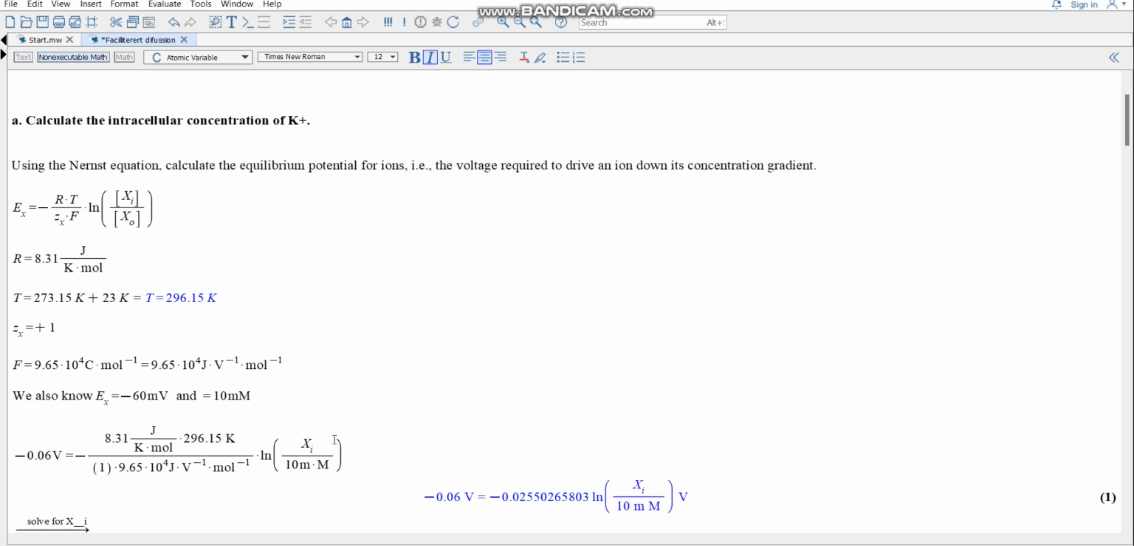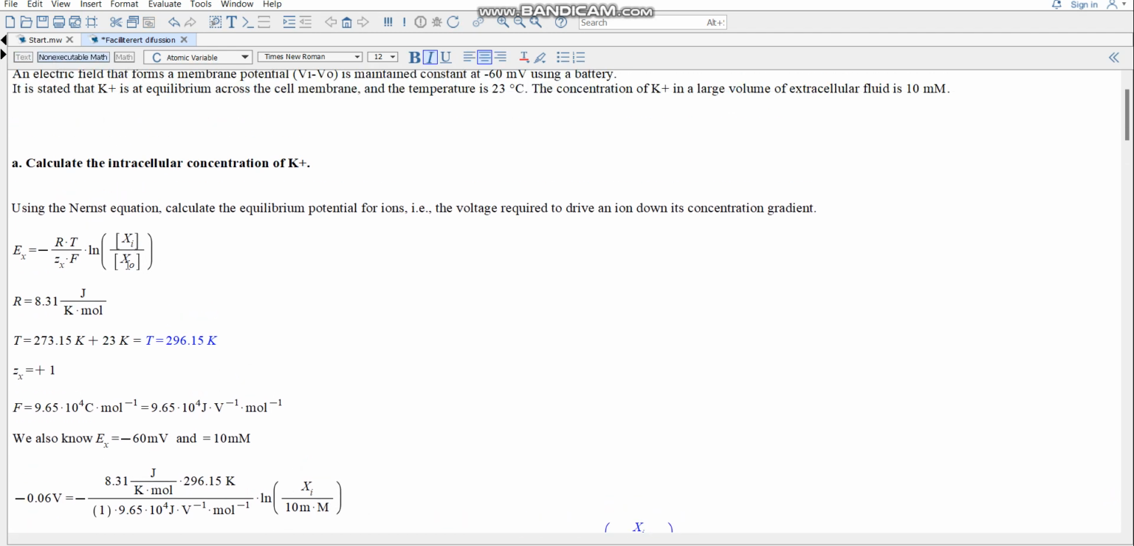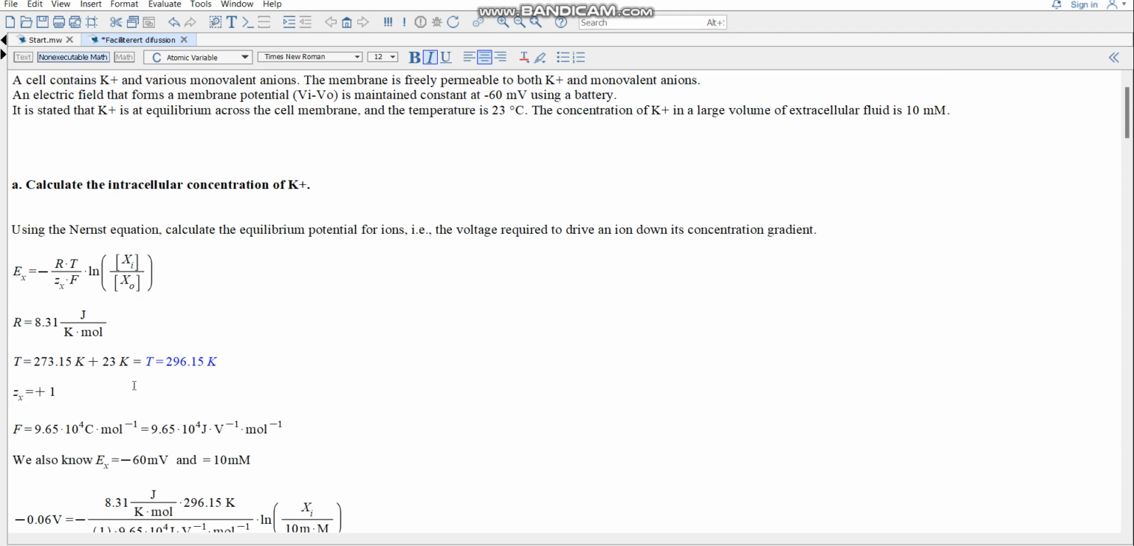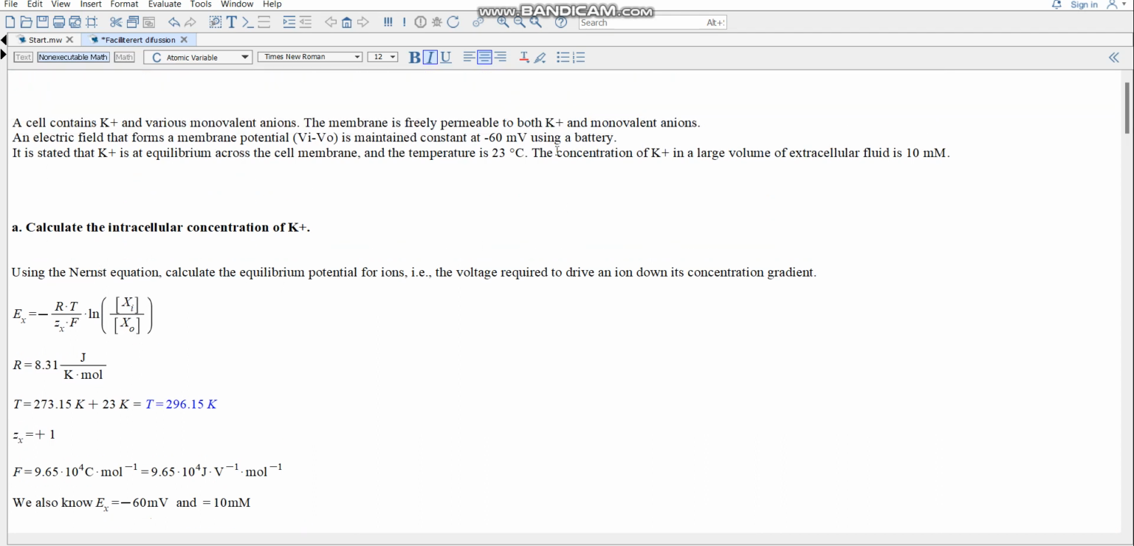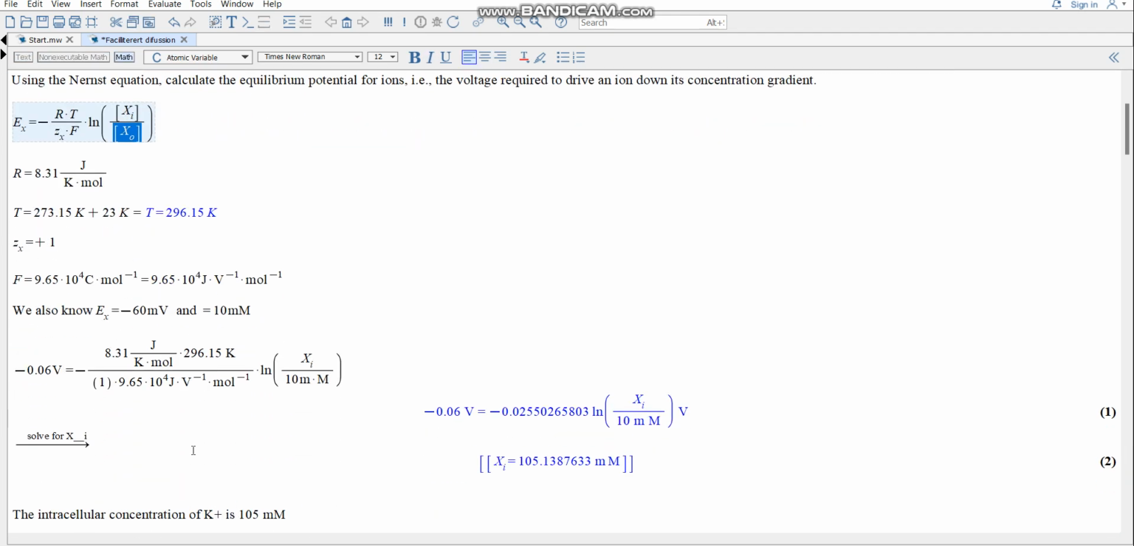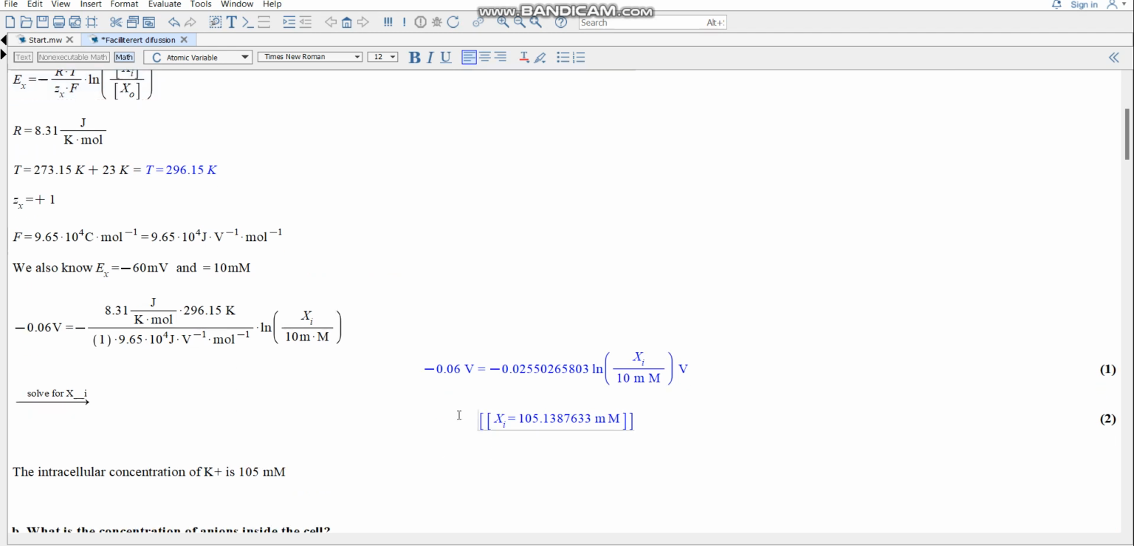I forgot to mention that of course the concentration of K plus outside the cell, in the extracellular fluid, is 10 millimoles. So this is Xo here. Okay? So we insert our values and we'll find that the intracellular concentration of K plus is 150 millimoles. Okay?